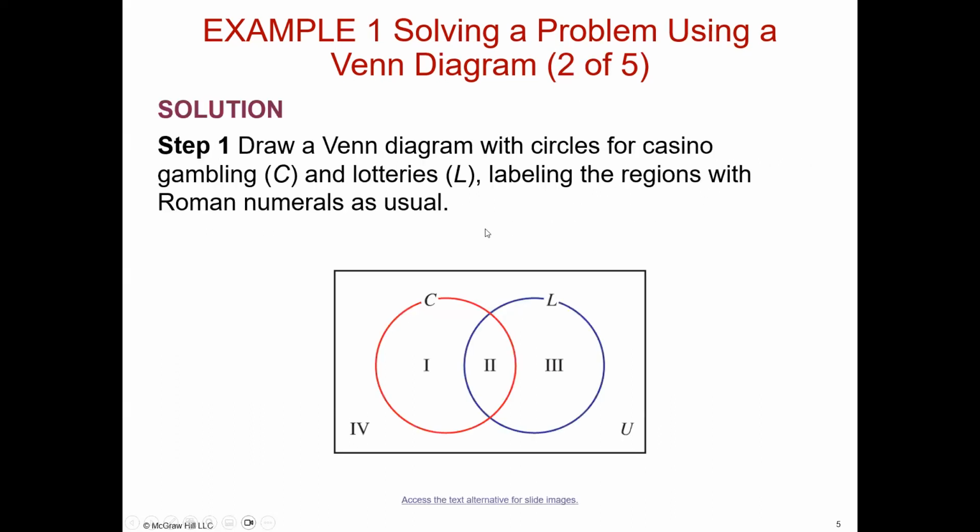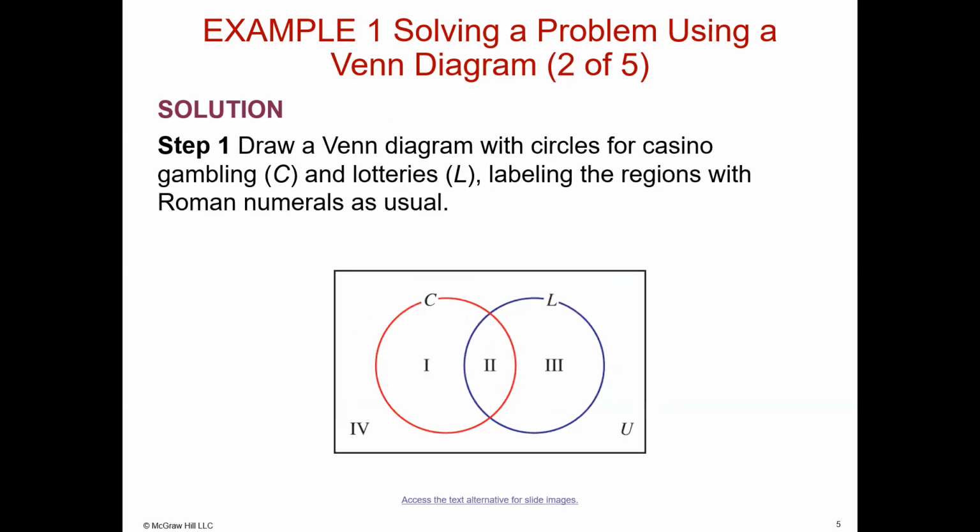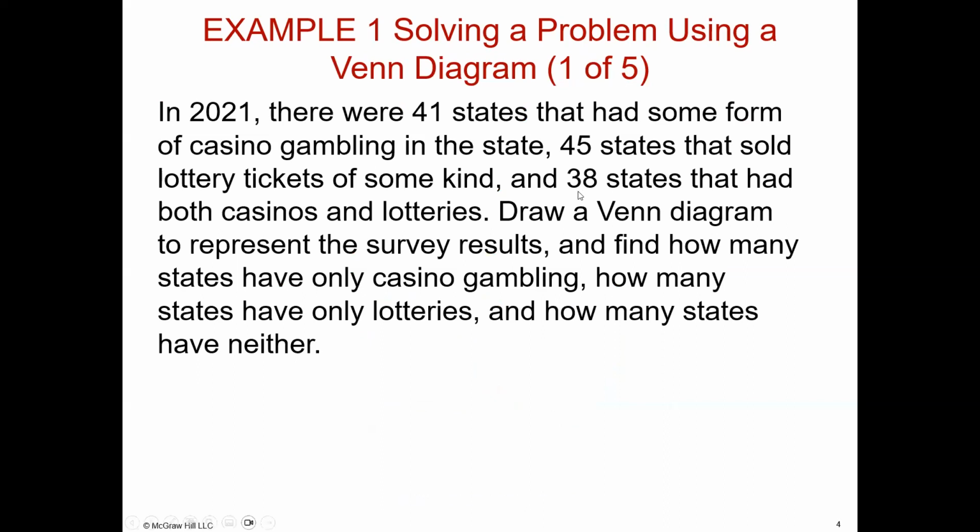So where will 38 go: region 1, 2, 3, or 4? Region 2. We all clear on that? Yes. All right, that's pretty obvious. Now we will read back further through the problem. It says there are 45 states that sold lottery tickets of some kind.